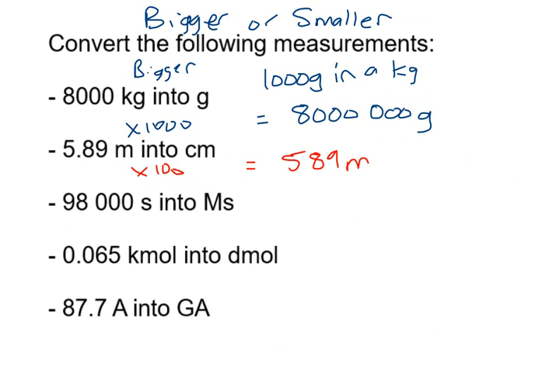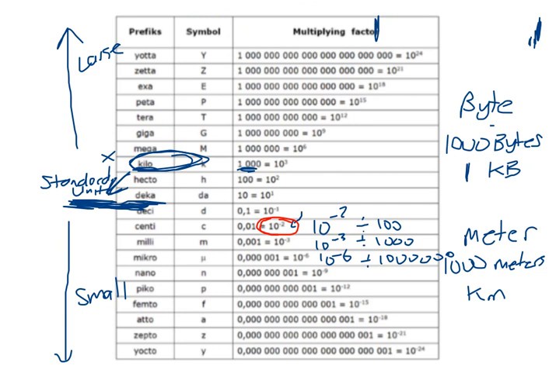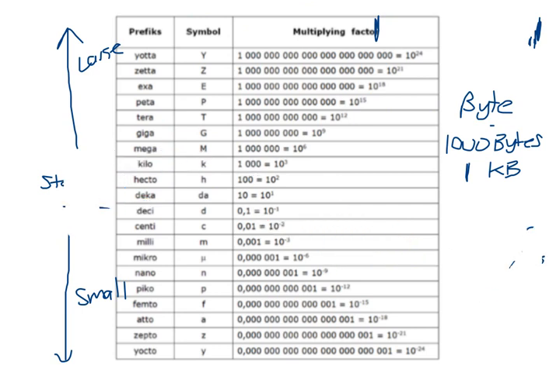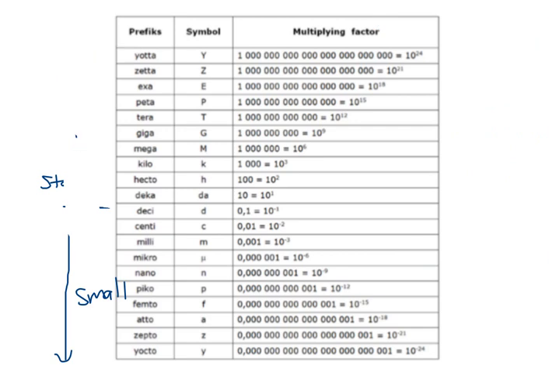Let's try this one here. This one's backwards now. We're going to go from seconds to ms. So right off the bat, you might not even know what the capital M is, so let's go to the chart here. Where is capital M located? Mega. It's a mega. Kind of like a megabyte. You ever heard of that before?